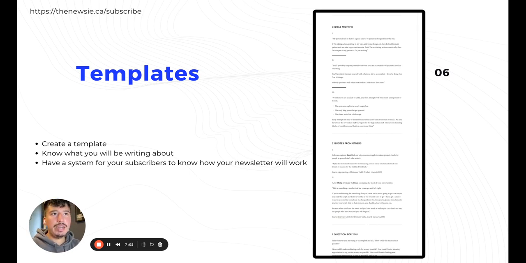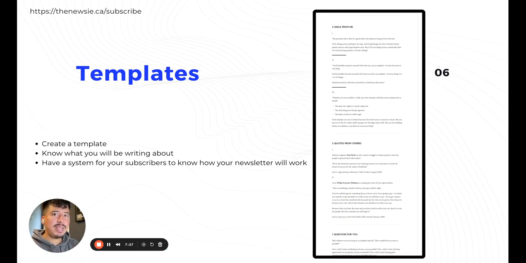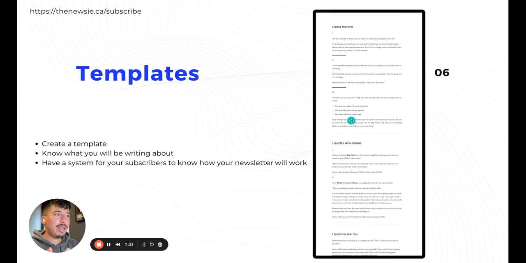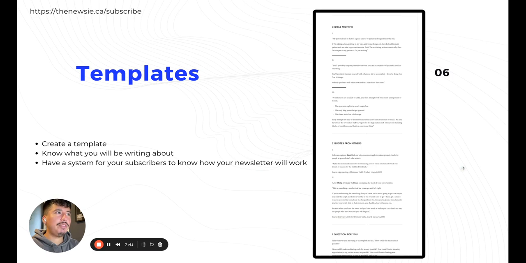An example of a great template that I really enjoy is one by James Clear. As you see here in the example, he has 3 ideas from me. Every week is the same thing. He has 3 ideas at the top from him, then 2 quotes from others, and then one question for you. So 3, 2, 1. That's it. Every week's the same template, and people already know what to expect. That's why you want to have a template when you're first setting up your Beehiiv newsletter.